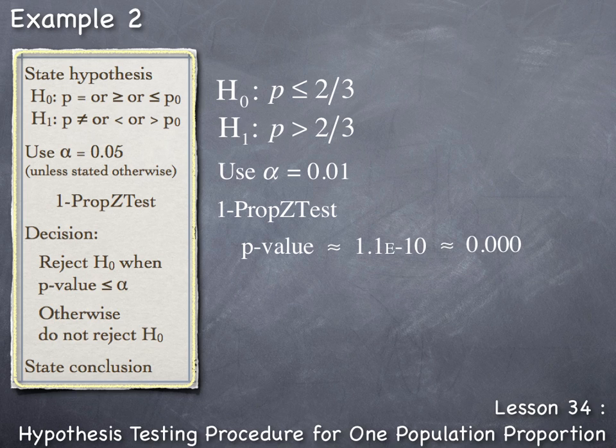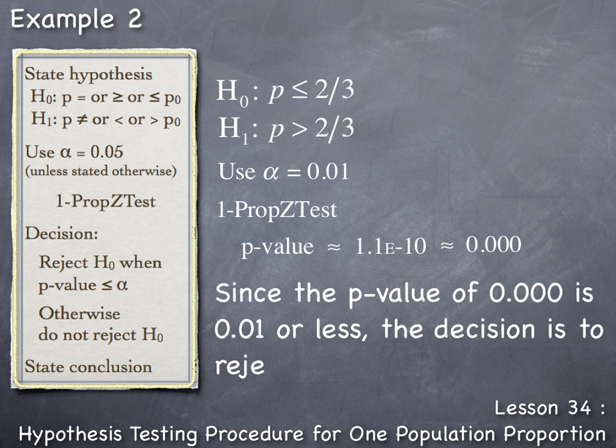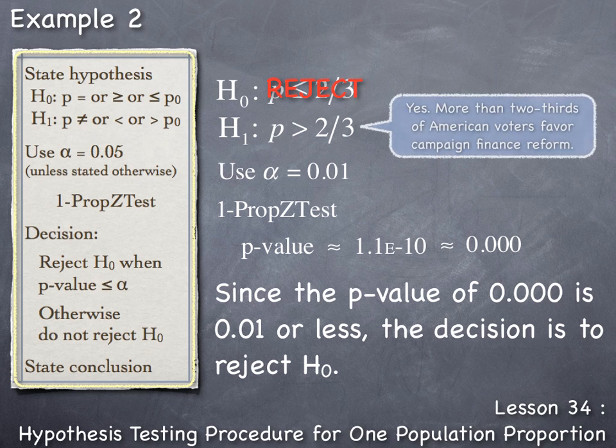Now that we have our p-value, we can reach our decision. Since the p-value of 0.000 is 0.01 or less, the decision is to reject H0. And when we reject H0, we have enough sample evidence to indicate that H0 is not valid. And if H0 is not valid, we have enough evidence to indicate that the opposite idea, H1, is valid. Thus, the data supports the idea that P is greater than the 2/3, which leads us to the answer of yes, more than 2/3 of American voters favor campaign finance reform.